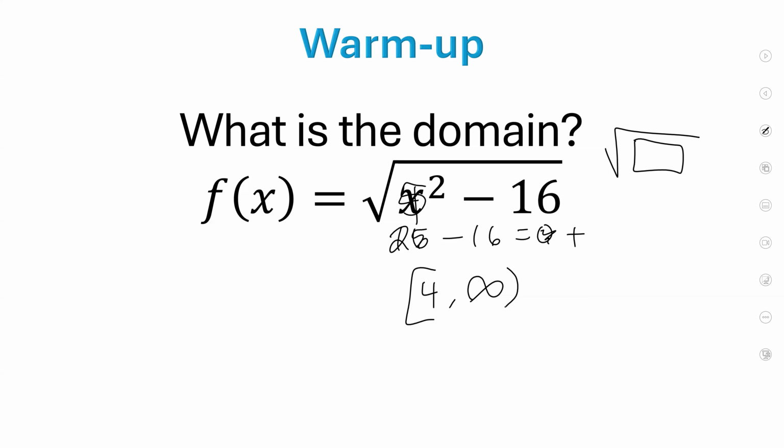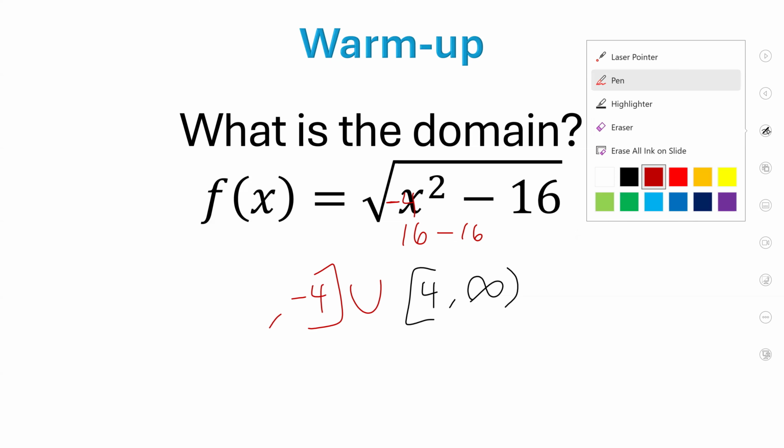Okay, now I noticed some people, not everyone, just a few, were a little bit forgetful. Remember, you can also plug in a -4. What's -4 times -4? It's also positive 16. Minus 16 gives you that 0. So you should also have -4 over here.